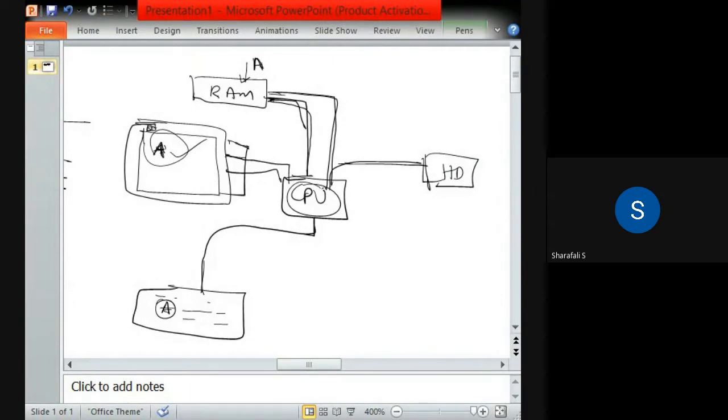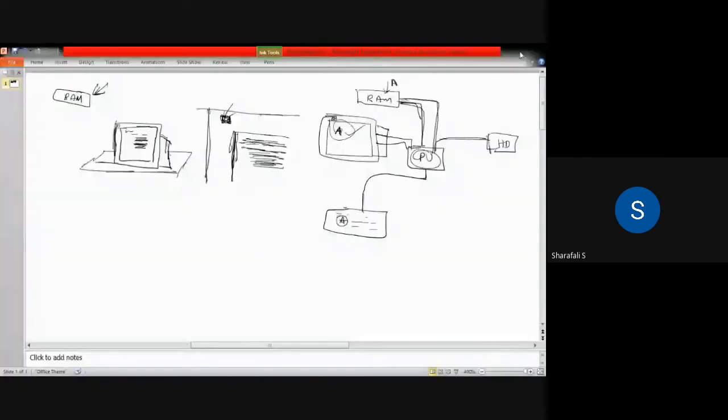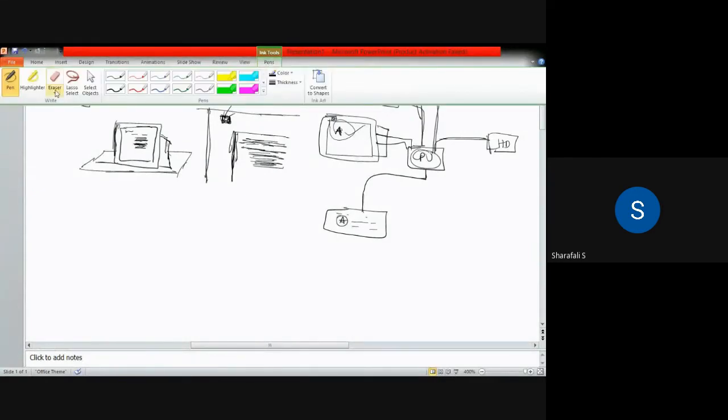Okay, so that's about the volatile nature of random access memory.